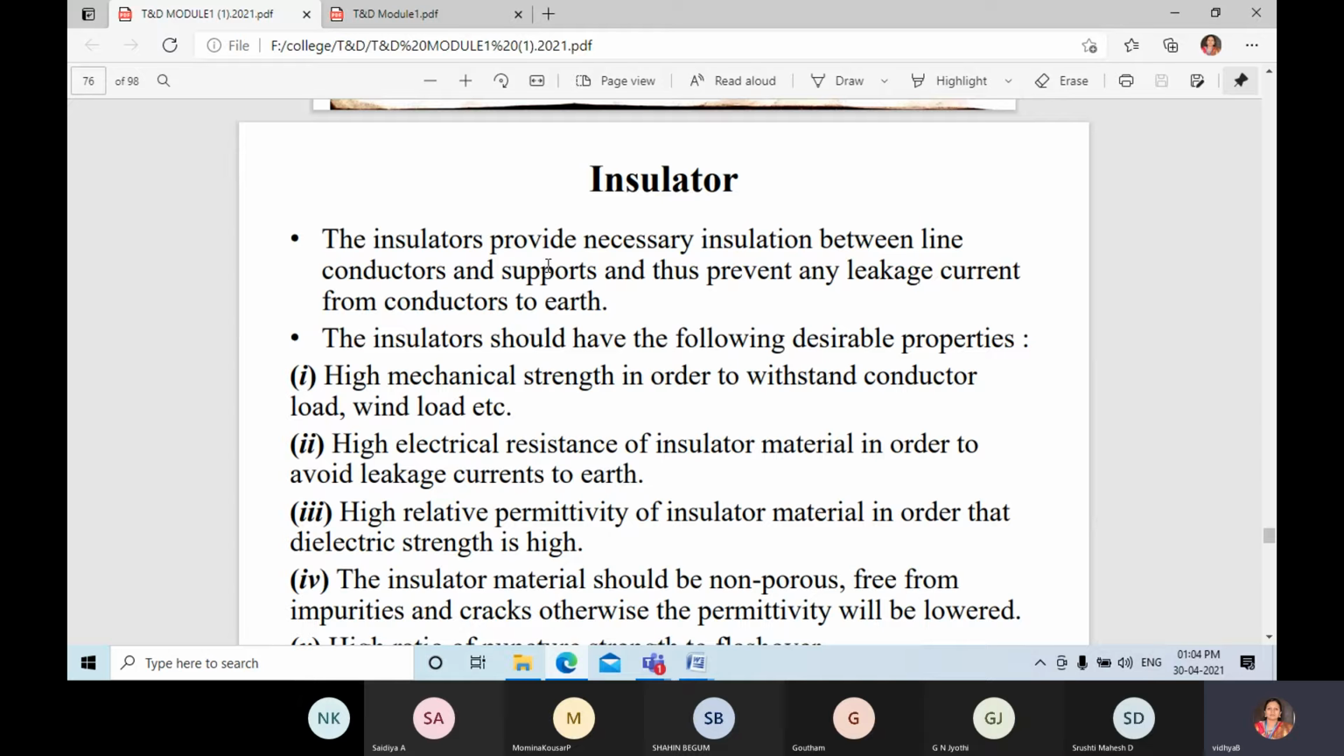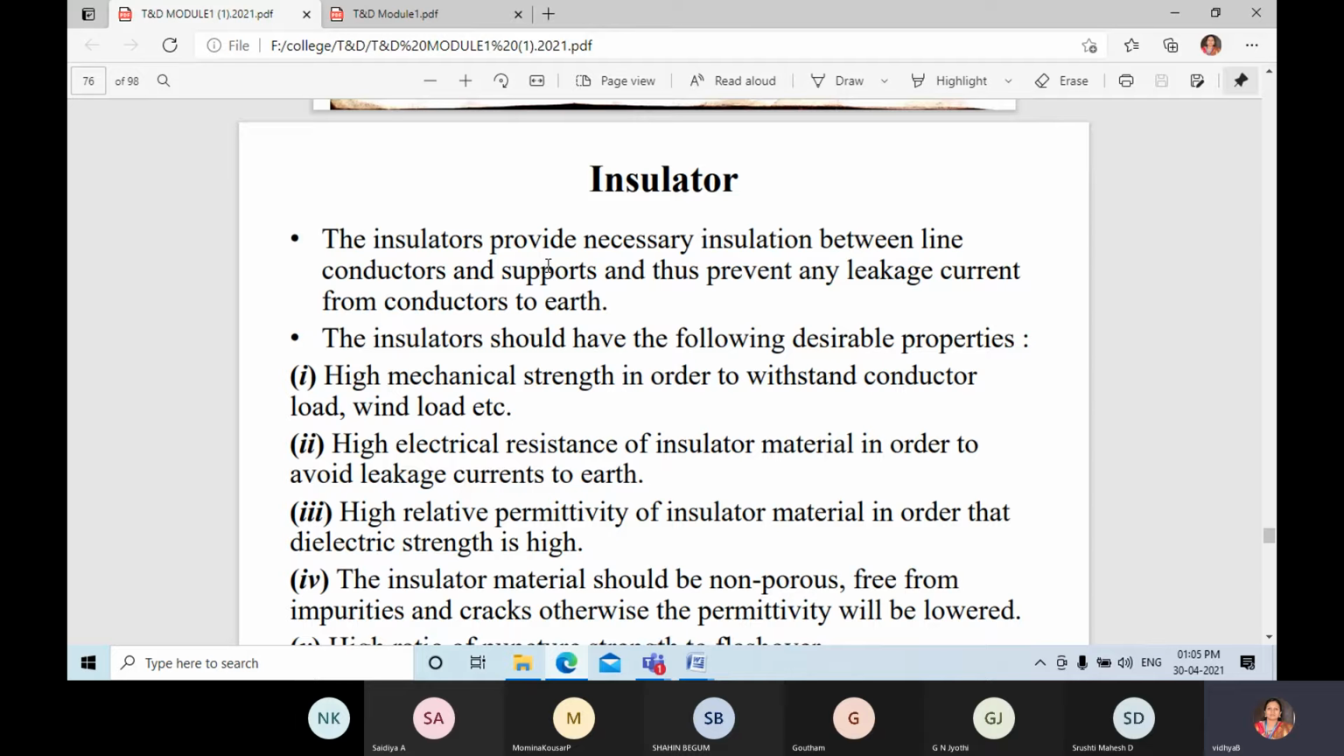First, high mechanical strength. Why do we need high mechanical strength? In order to withstand conductor load, wind load, etc. If there is any rainfall or more wind, it should withstand it. The conductor should not fall down. If the conductor weight is more, the insulator should have the mechanical strength so that it can hold tightly and properly.